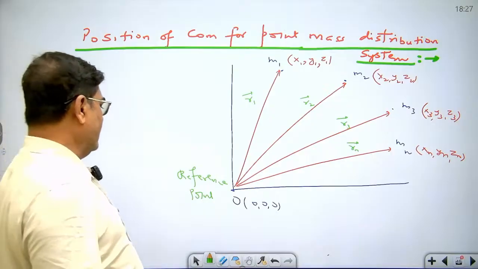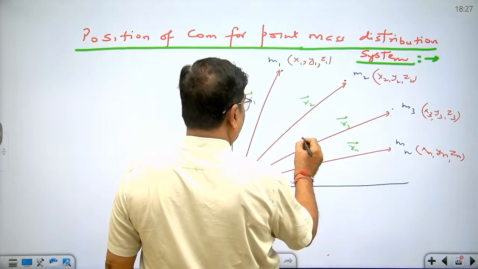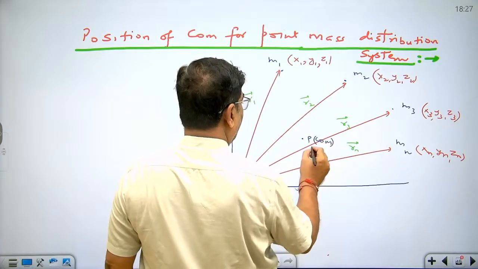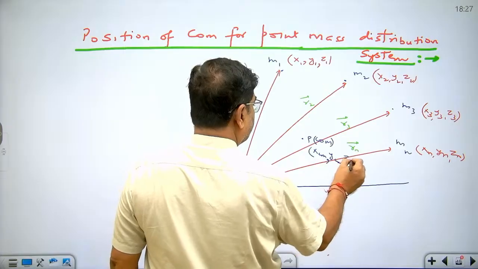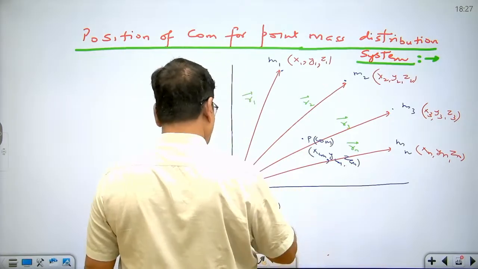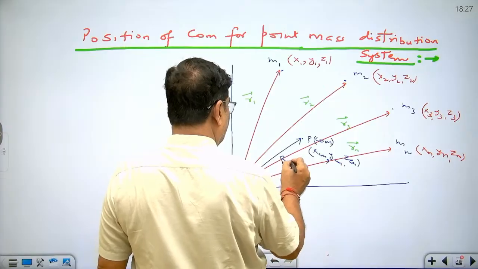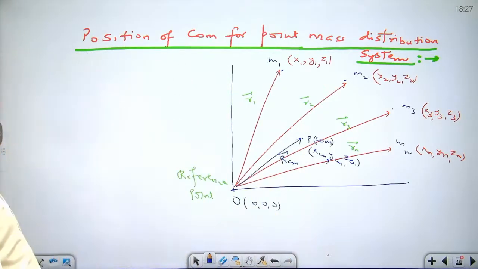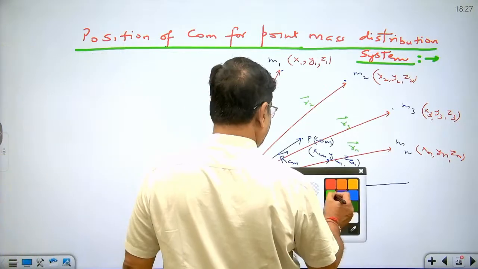Okay. And let us assume this point P is the center of mass of the system, whose coordinate is (xcm, ycm, zcm), and the position vector of center of mass with respect to reference point O is rcm. Okay, now let us join the center of mass with points m1, m2, m3 and mn. Let's start.